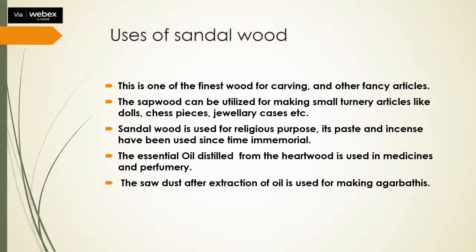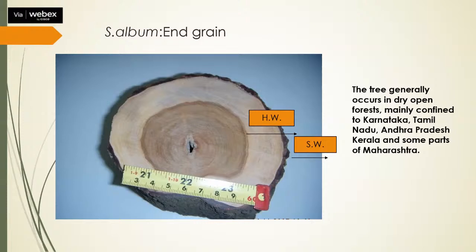It is used for religious purposes in the form of paste and incense, which have been used since time immemorial. The essential oil distilled from the hardwood is used in medicines and perfumery. After the extraction of the oil, the remaining sawdust is used for making agarbattis. The tree generally occurs in dry open forest, mainly confined to Karnataka, Tamil Nadu, Andhra Pradesh, Kerala, and some parts of Maharashtra. Now it is grown as a plantation in other drier regions of India also.